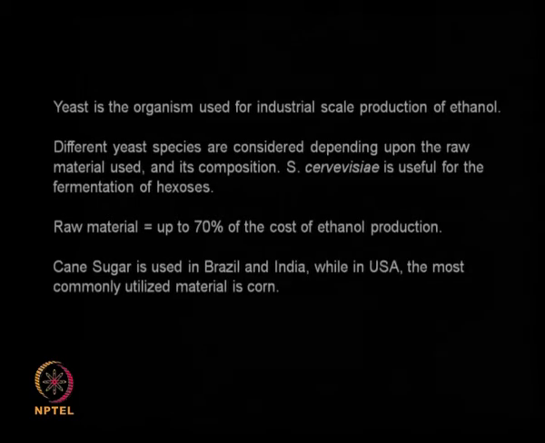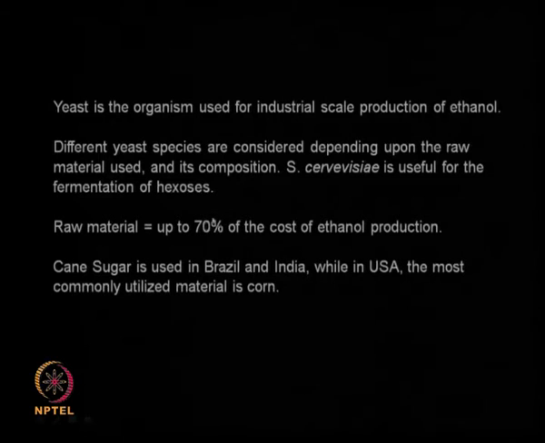I just introduced fermentation of sugar for production of alcohol. Let us look at the same thing again. Generally yeast is used on the industrial scale for producing ethanol. So you have sugars. If you take countries like Brazil or India, they use cane sugar for production of alcohol. If you take the USA, normally corn is used. There are different types of yeast species used for the fermentation. Saccharomyces is generally used on the industrial scale.